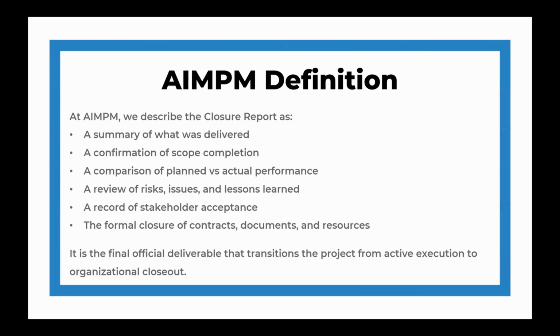Here, we define the project closure report as a summary of what was actually delivered on your project, a full confirmation of the scope completion, a comparison of the plan versus the actual performance, a review of all of your risks, issues, and lessons learned, a record of your stakeholder acceptance, and a formal closure of your contracts, your documents, and all of your resources that are assigned to your project. It's the final deliverable that transitions the project from active execution into organizational closeout. And there's a few pieces that go along with this, so let's take a look.